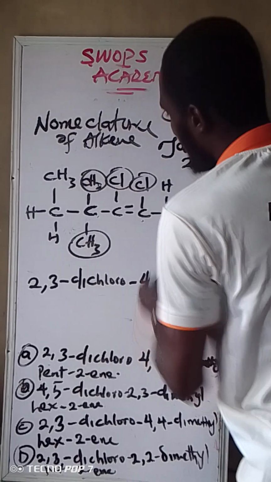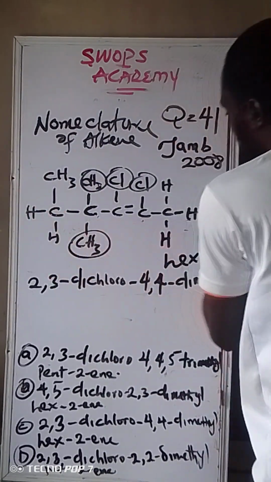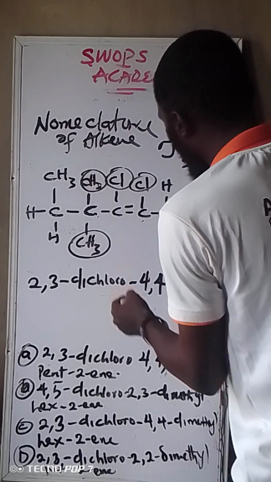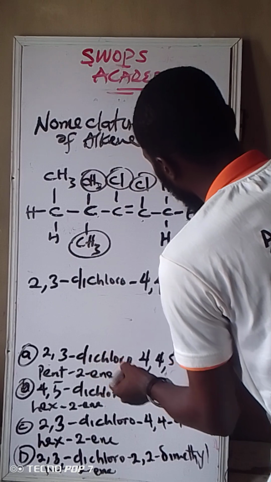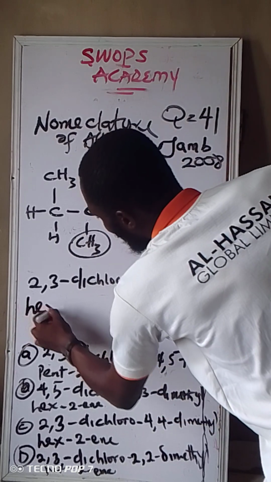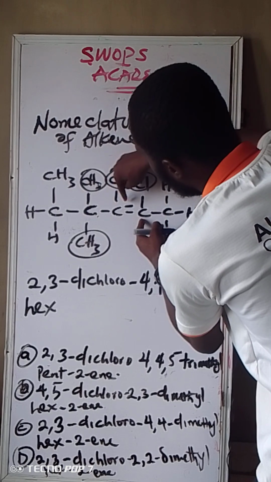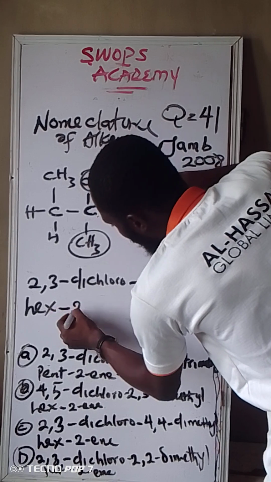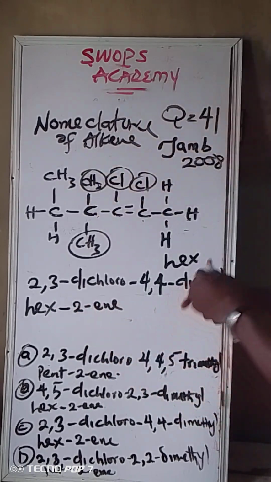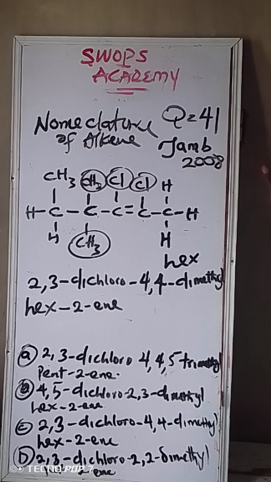Then, is there any more substituent? No, you can't count this as a substituent because it has been the family name. So what follows? Since there is no more substituent, the next thing is to name the ene, 1, 2. This double bond falls on carbon number 2. You will now say 2-ene. This is the answer. So this is a JAMB question, question number 41, 2008.